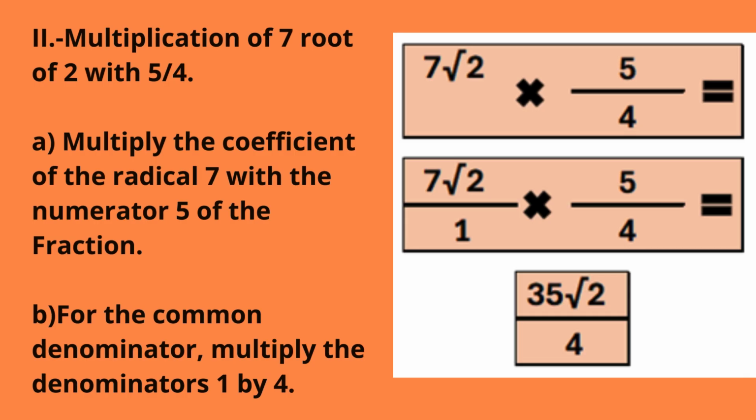2. Multiplication of 7 root of 2 with 5 over 4. A. Multiply the coefficient of the radical 7 with the numerator 5 of the fraction. B. For the common denominator, multiply the denominators 1 by 4. It turns out 35 square root of 2 over 4.